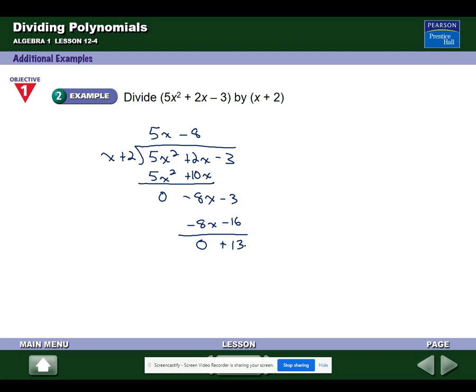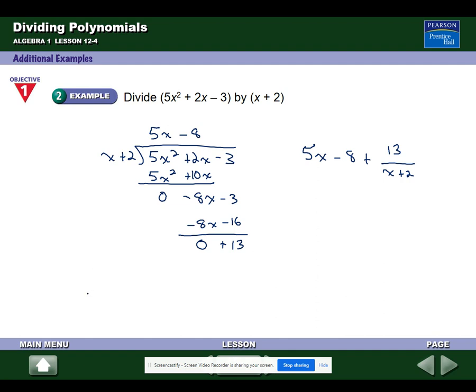So what's our answer then? In one sense, it's 5x minus 8, remainder 13. The way we want you to write this is 5x minus 8 plus the fraction 13 over x plus 2. Now somebody might ask, why is it plus?